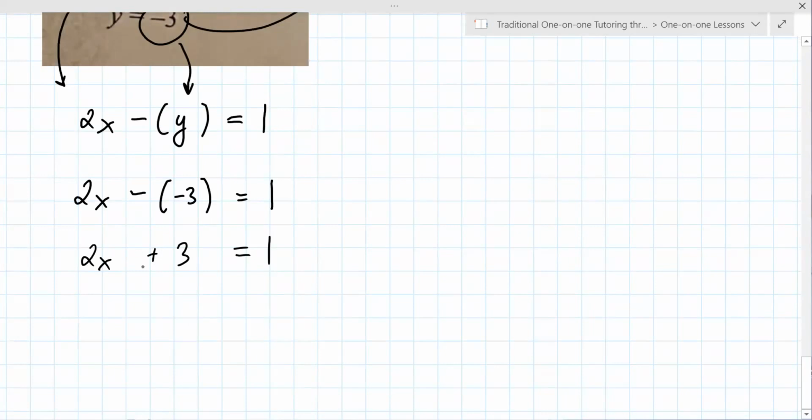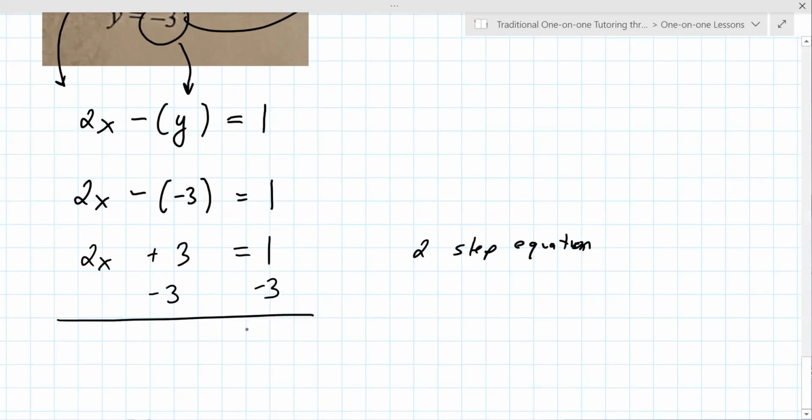Yep. And then to solve for x, this is a two-step equation. You have to first undo addition by 3. How do you undo addition by 3? I'm asking you, how do you undo plus 3? You subtract 3. We're going to subtract 3 from both sides of the equation. Yep. 2x equals, what is 1 minus 3?